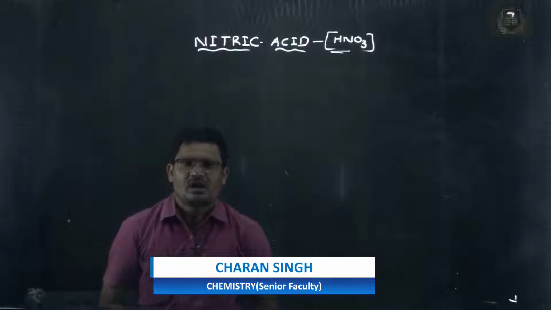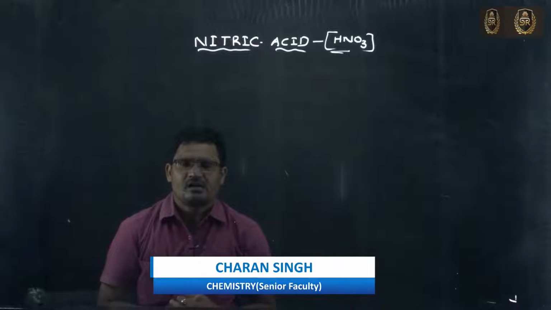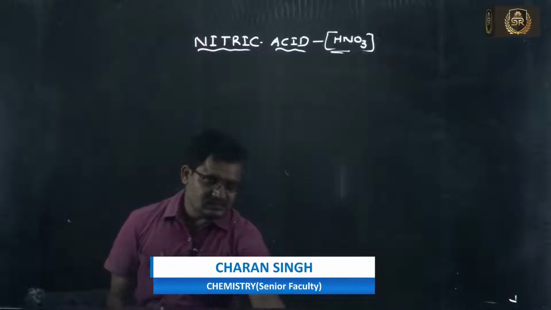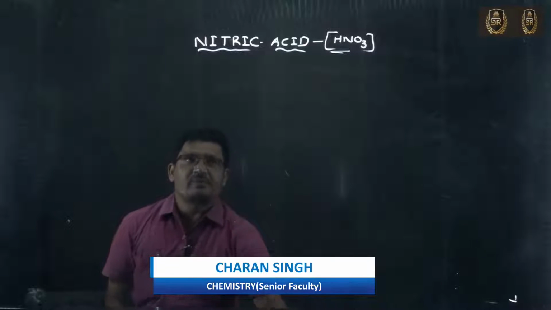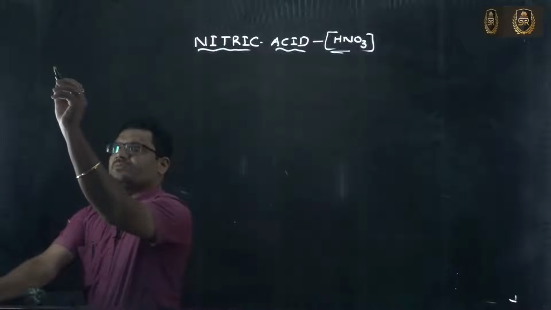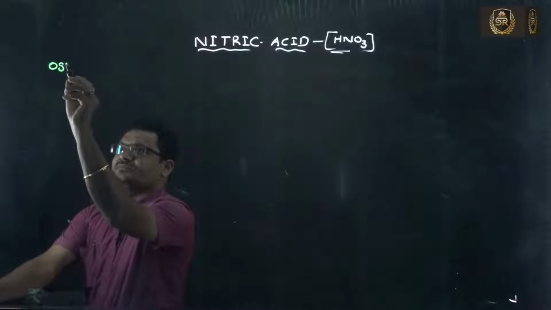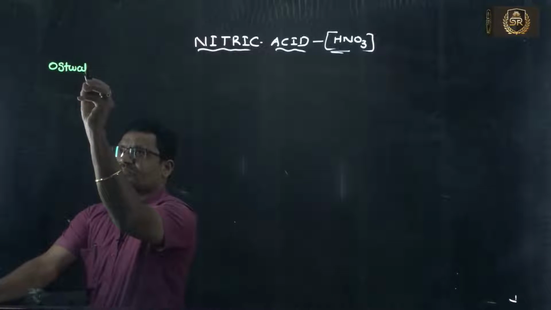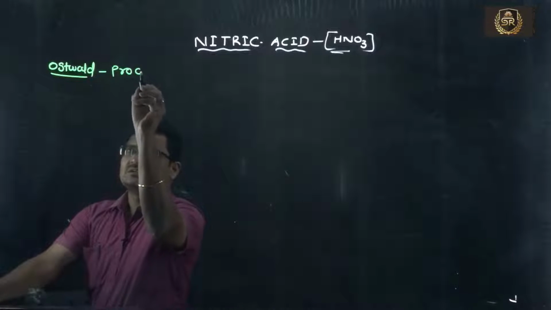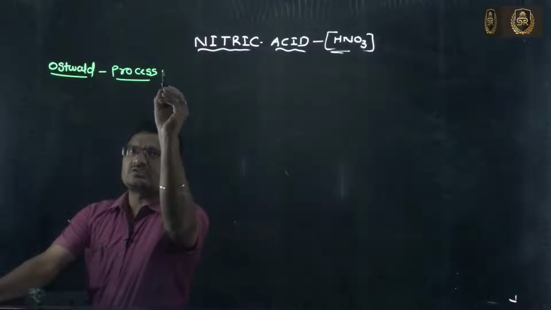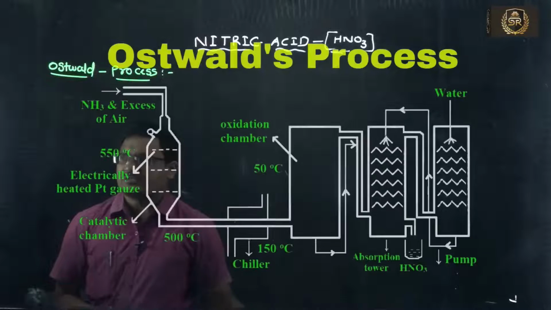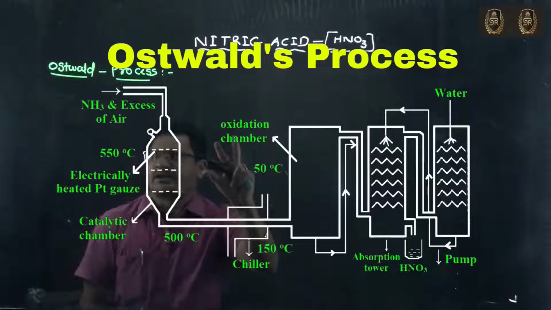the Birkeland-Eyde process. Simply, nitric acid can be prepared from the Ostwald process. So here the Ostwald process diagram is there. This is the diagram.